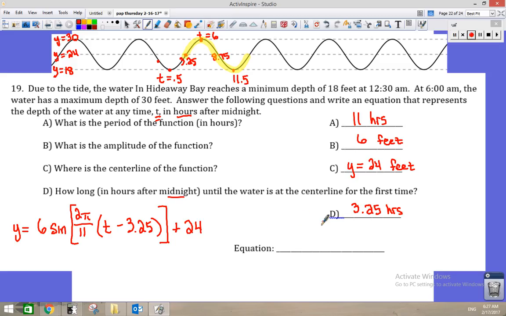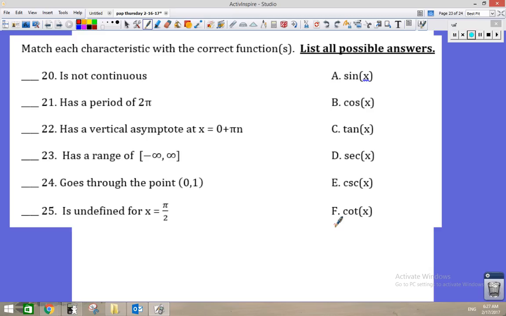Alright, so there's our equation for this. I hope that helps. Let's look and see what else we've got. Alright, so I'll do this on another video.